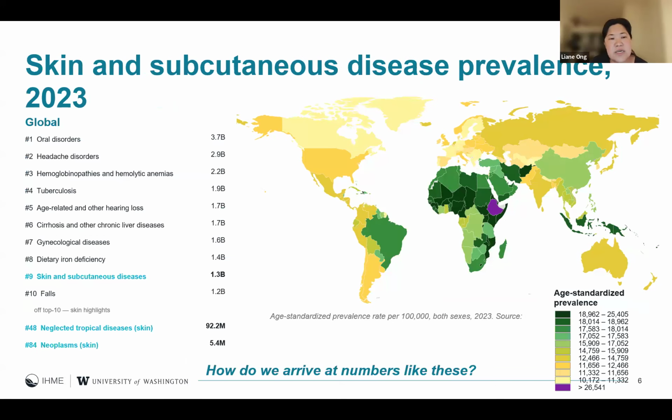What we see here is that the skin and subcutaneous disease grouping that I mentioned earlier is the 9th leading prevalent disease in the world in GBD 2023. And here on the right, I'm showing a map of the age-standardized prevalence of skin diseases throughout the world in 2023, so you can see the geographic variability.